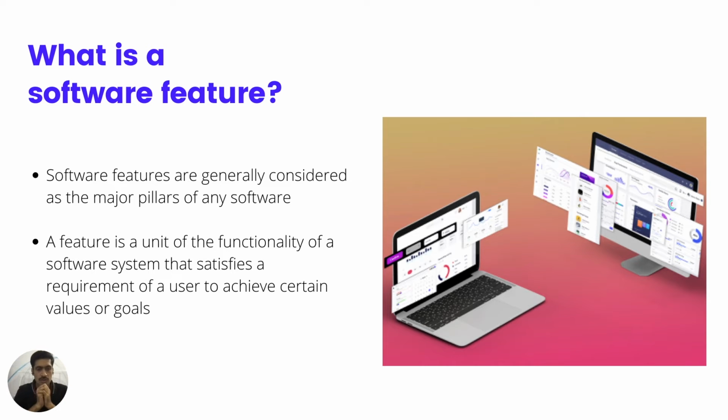What is a software feature? Software features are generally considered the major pillars of any software. Without features, it's very hard, as a pack of features is considered to be a whole, I would say the software. A feature is a unit of functionality of a software system that satisfies the requirement of a user, which means to solve a particular problem, to obtain a particular value. So we want to get started with or get used to certain features of a software.